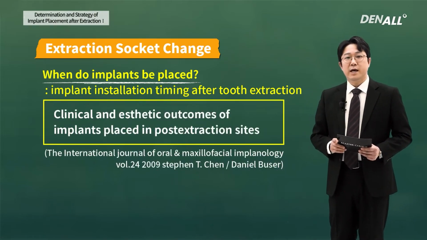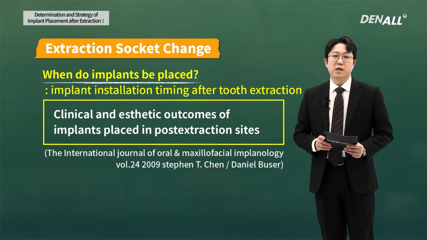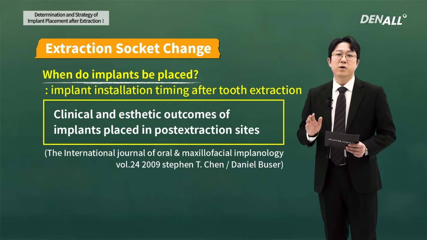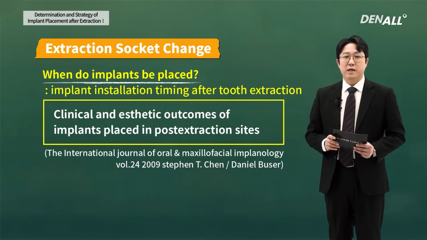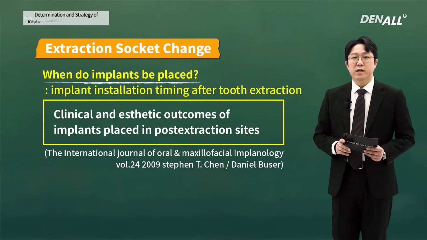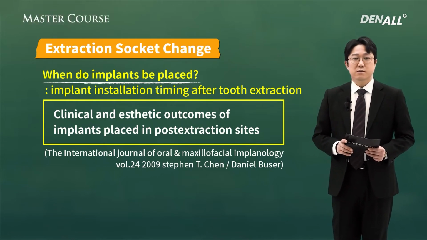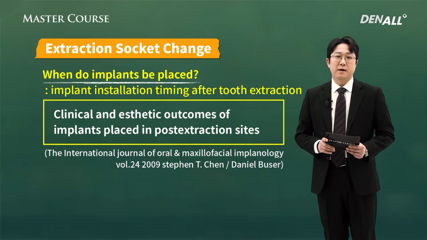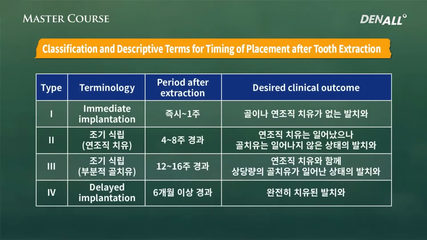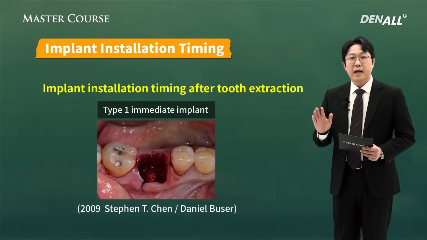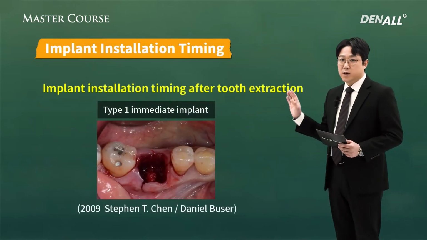Immediate implant placement classification was introduced by Chen and Buser in 2009. Four different categories were introduced, and this is the most cited classification. There are 4 types in determining implant placement period. Let's look at each one.